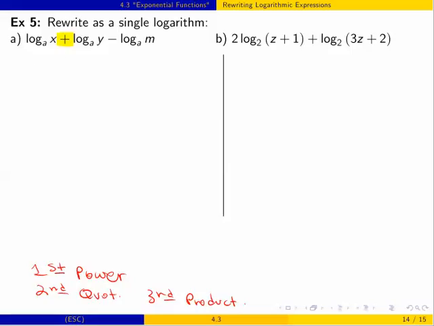So this plus means that we have to use the product rule of logarithms, and so using the product rule in reverse, this becomes logarithm base a of x times y. We still have this minus log base a of y. So moving from left to right, first we apply the plus or the product rule, and then second, now we have this negative sign which indicates a quotient rule.